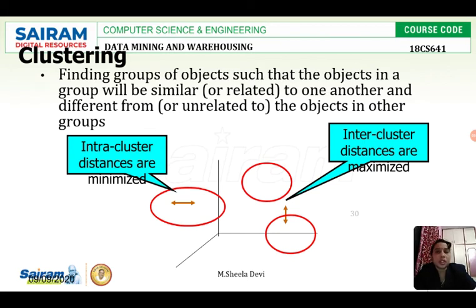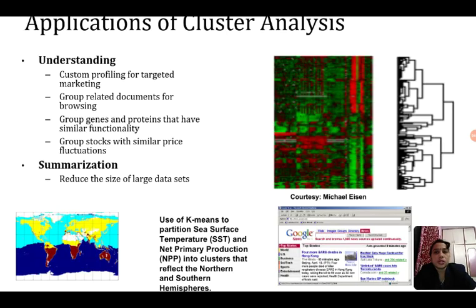This is about clustering. Clustering is nothing but you take the objects and check whether the properties of a particular cluster match with that object. If yes, put it in that particular cluster. If not, check for the other cluster which is similar to the properties of this and move it to that particular cluster. That's it. The applications of cluster analysis are, first, understanding, that is customer profiling for targeted marketing.